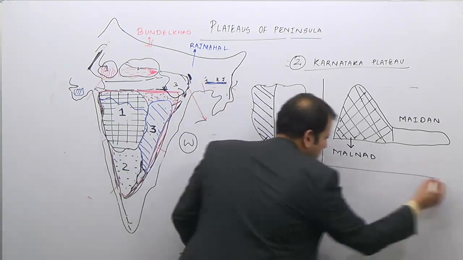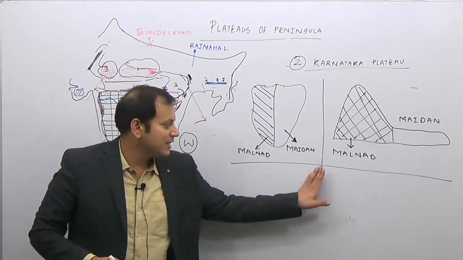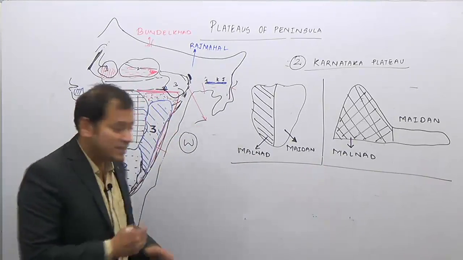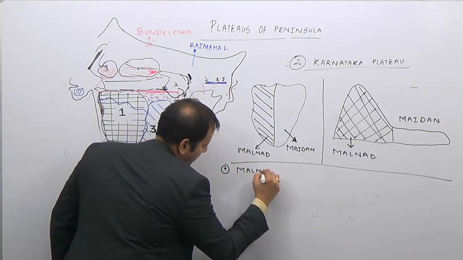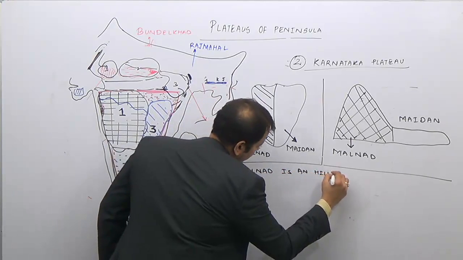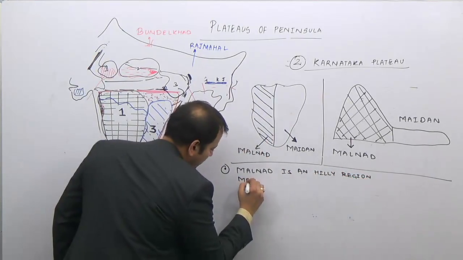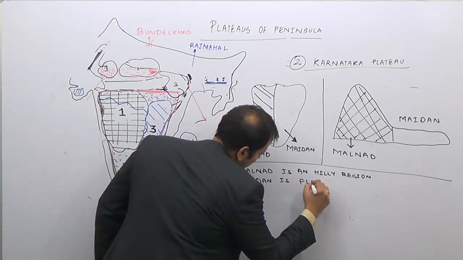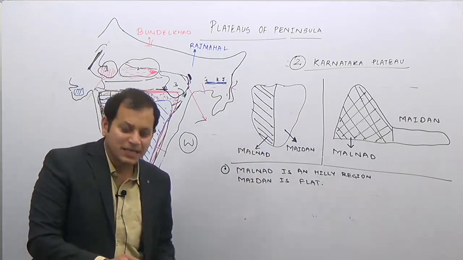So, what is the first point of the Karnataka Plateau region? The first point is that it is divided into Malnad and Maidan, in which Malnad means the hilly region, while Maidan is a flat region. Now, where does the Malnad and where does the Maidan lie?